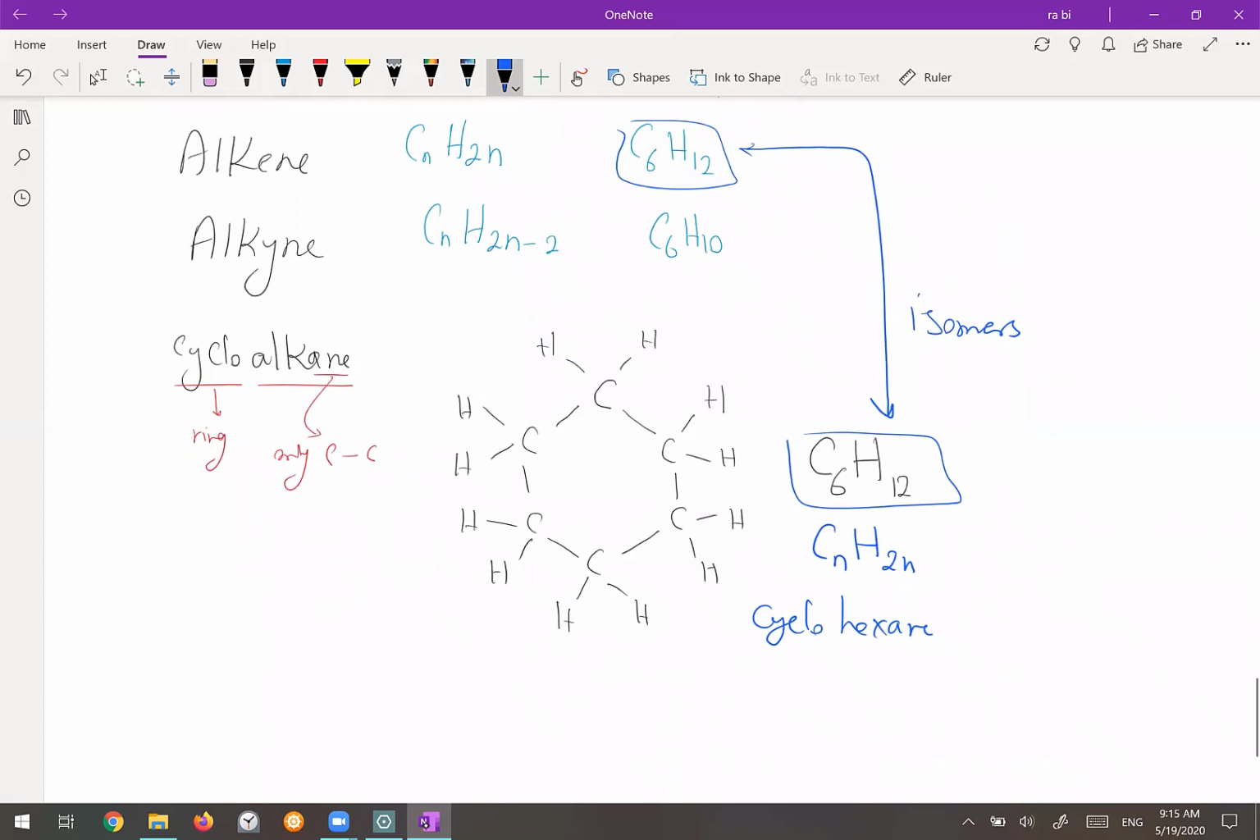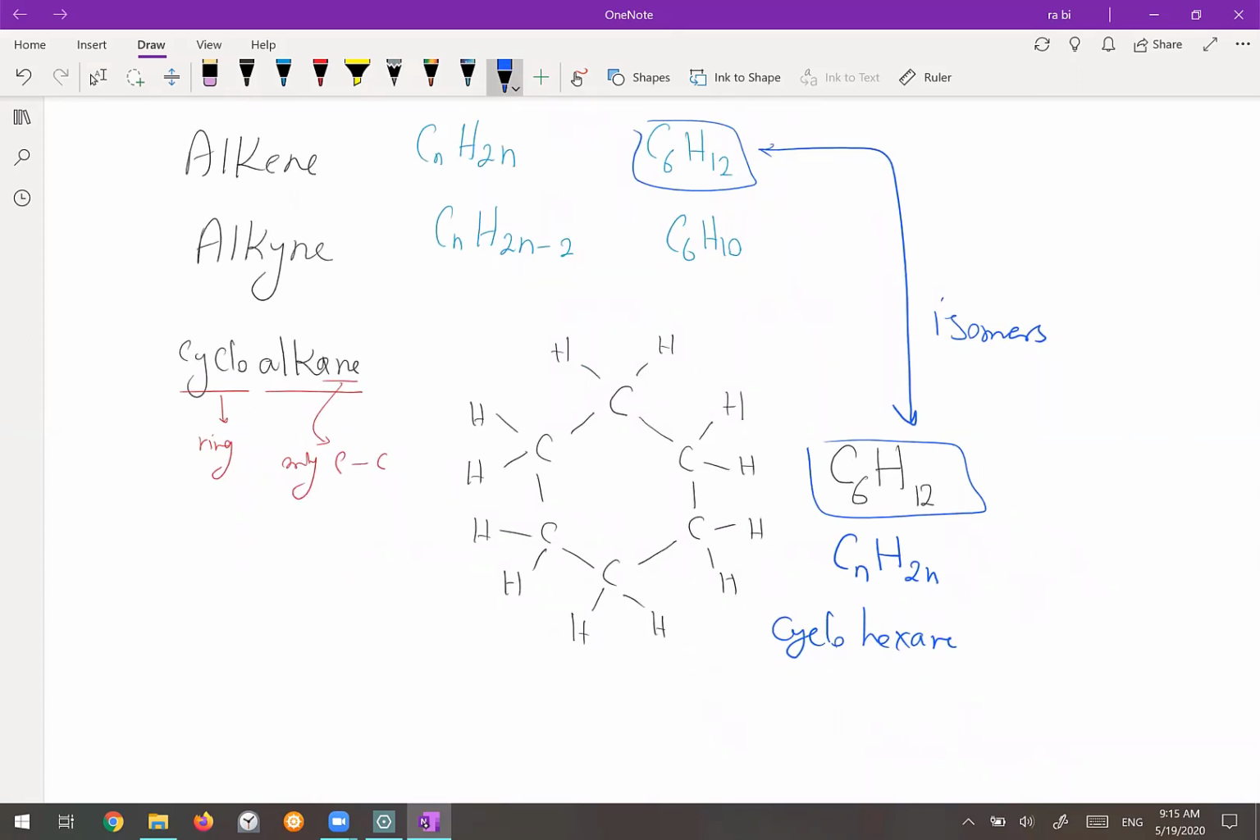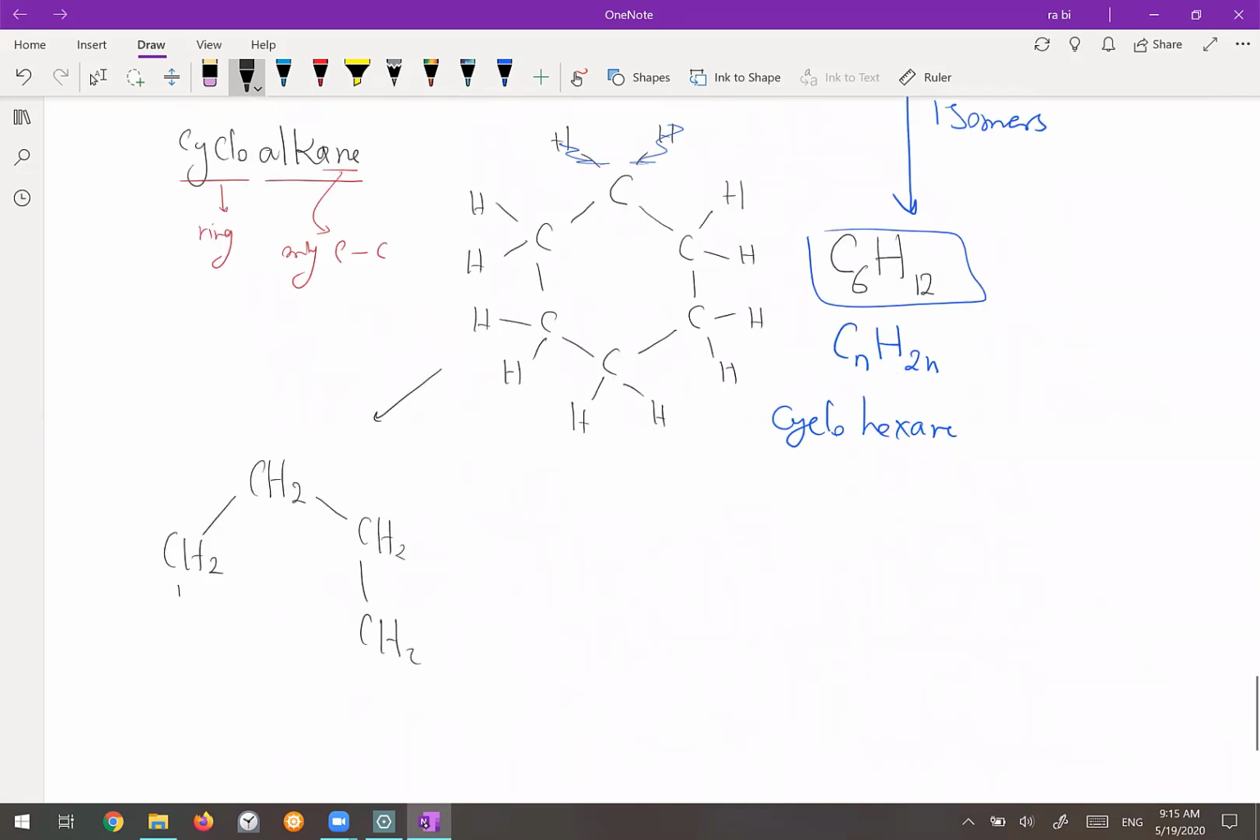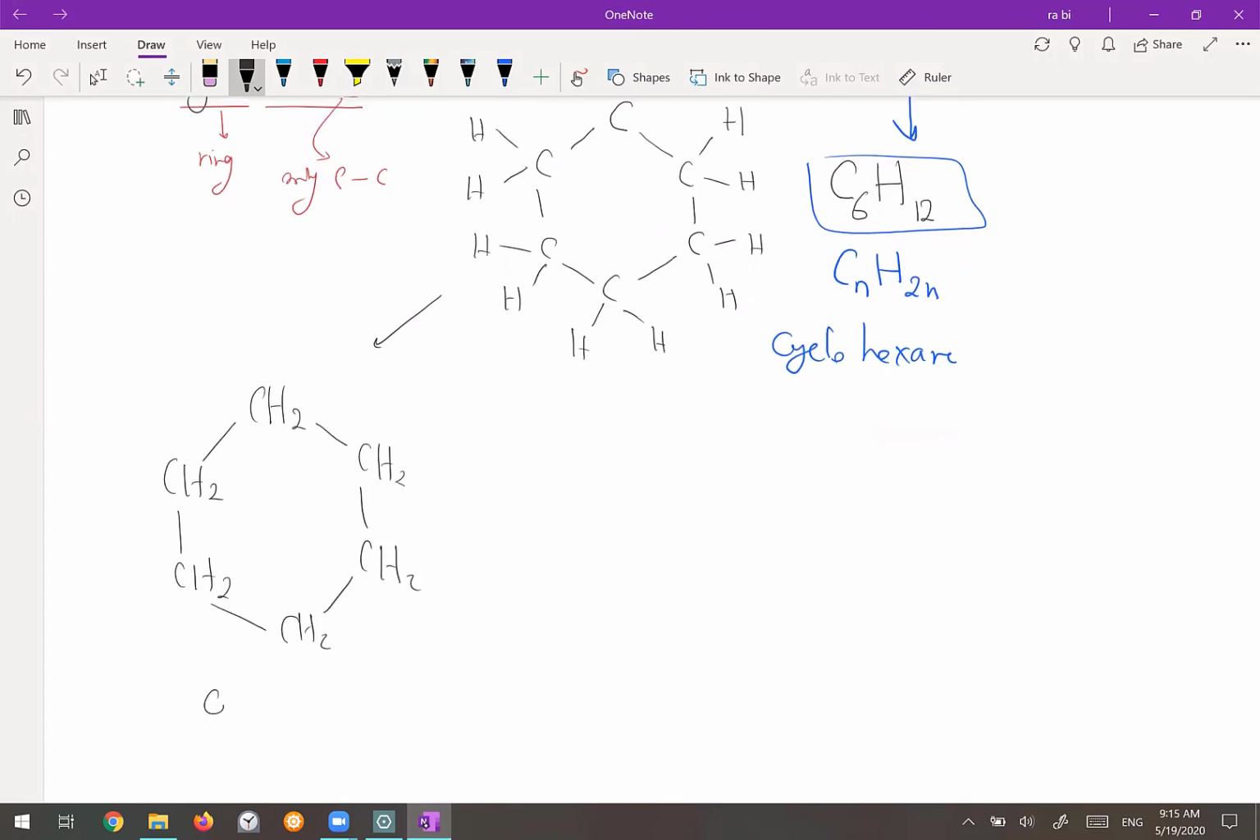But as you know, we don't show the bond between the carbon and hydrogen in the condensed format. So the condensed format of this structure would be like this. I draw the condensed format here. CH2, CH2, CH2, CH2, CH2, CH2. This one is also cyclohexane, but it's a condensed format of cyclohexane.